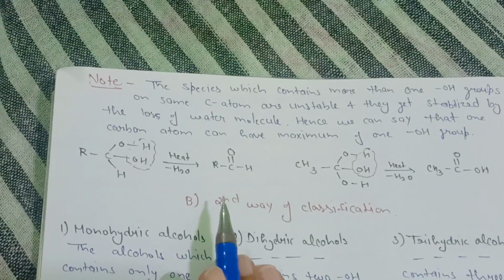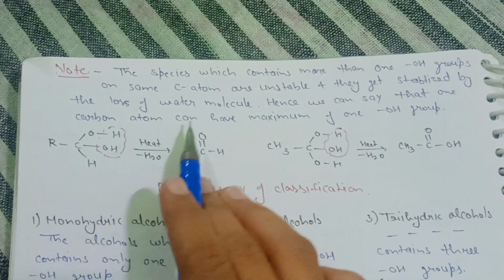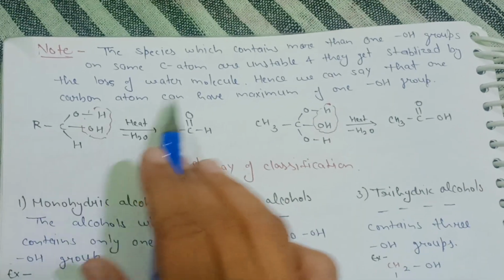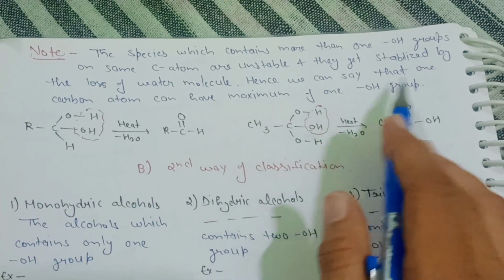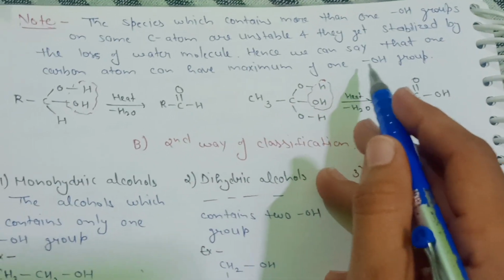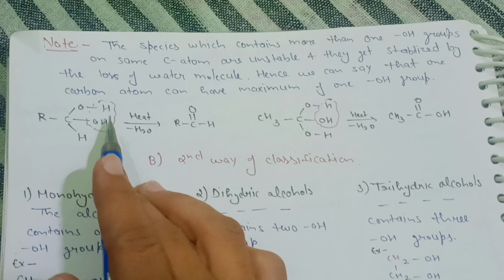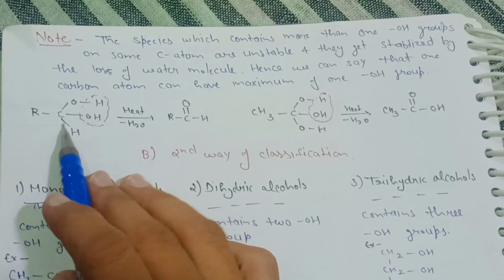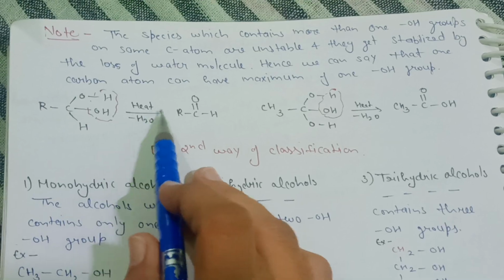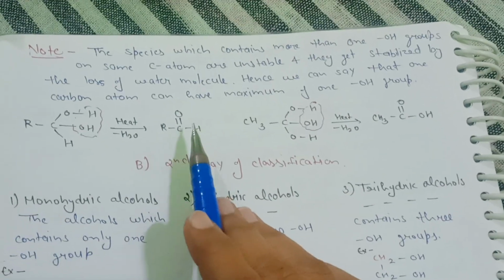Note: the species which contain more than one OH group on the same carbon are unstable and get stabilized by the loss of a water molecule. Hence, we can say that one carbon atom can have a maximum of one OH group. For example, in this example there will be two OH groups on the same carbon. Therefore, it loses water from its molecule and is converted into an aldehyde.